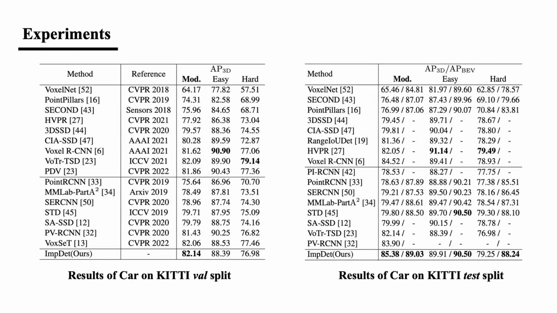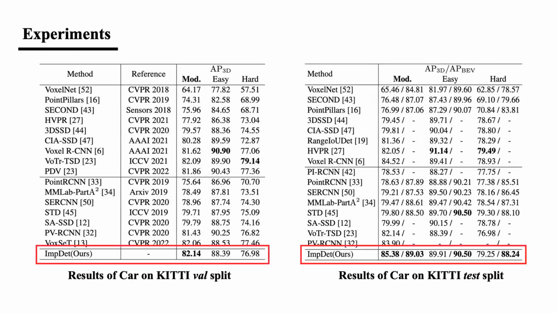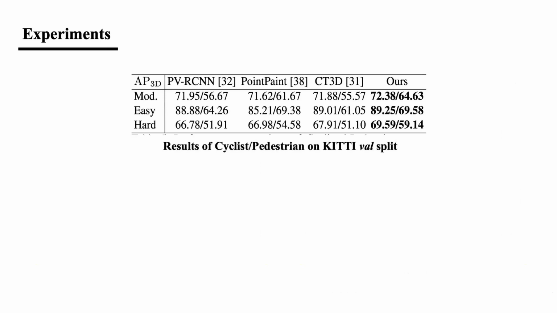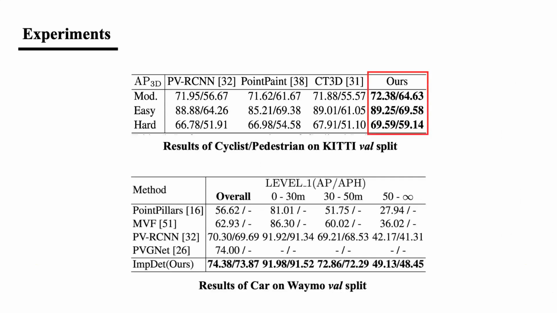In the following slides, I'm going to show some experimental results. We first compare with several state-of-the-art competitors on the KITTI dataset, showing the efficacy of our model. We also report results on other categories such as pedestrian and cyclist. Vehicle detection results on the Waymo validation split further support the above conclusions.